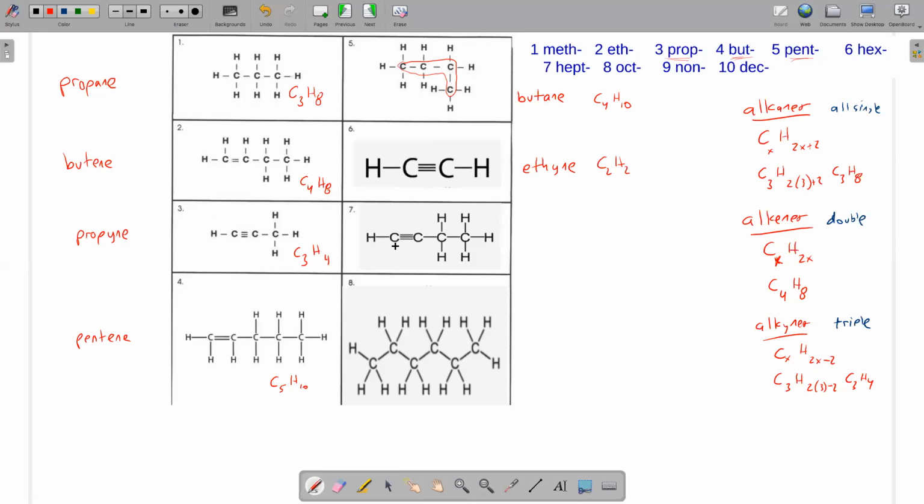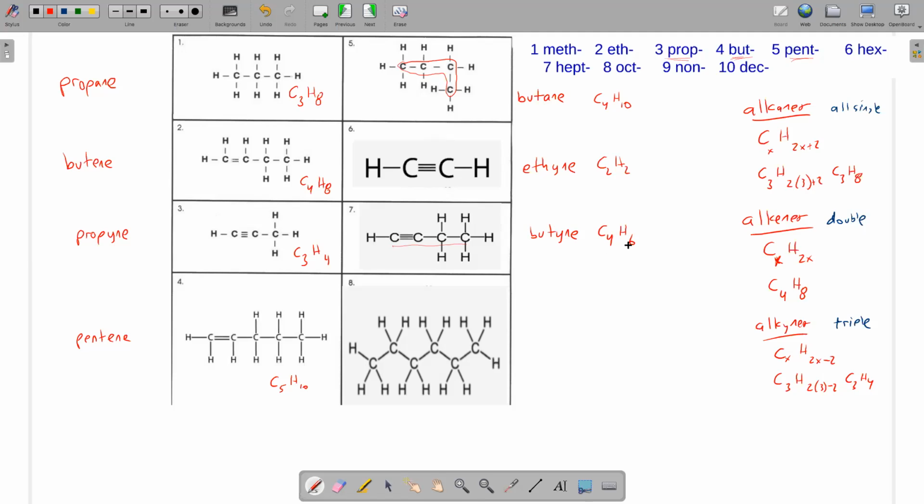And number 7, we've got 4 carbons in a row. So that's but-, and then it's got a triple bond. So butyne, C4H6. And that follows the rule for the formula, in that if you have 4 carbons, 2 times 4 is 8, 8 minus 2 is 6. So butyne looks good for that.